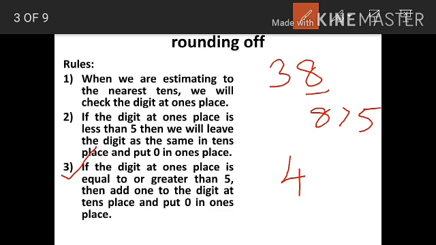Now what we should do for the ones place? We should put 0 in the ones place. So we'll put a 0. So when we are rounding off 38 to the nearest 10, we get the answer as 40.